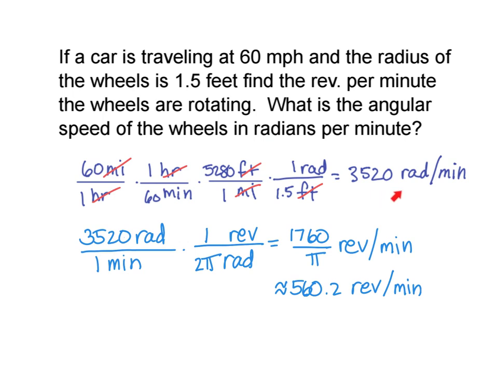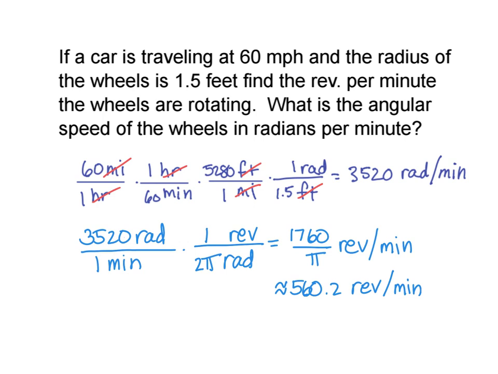Now I would like to take that and convert it so that I know the revolutions per minute that my wheels are turning. So I have 3,520 radians per 1 minute. I want to convert these radians to revolutions. So my radians go in the denominator, my revolutions go up top in my numerator. So in 1 revolution, I have 2 pi radians.